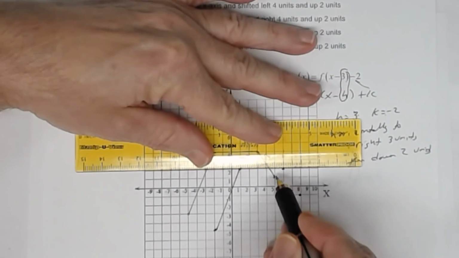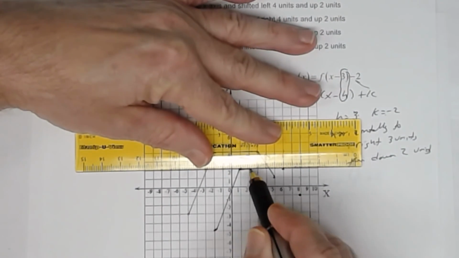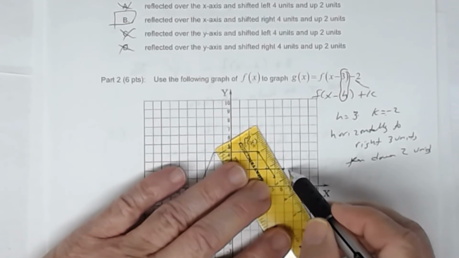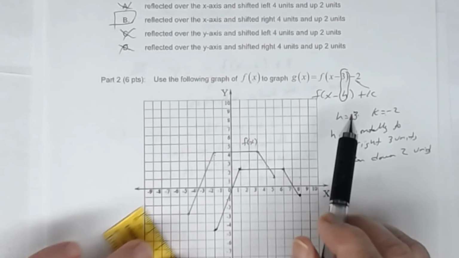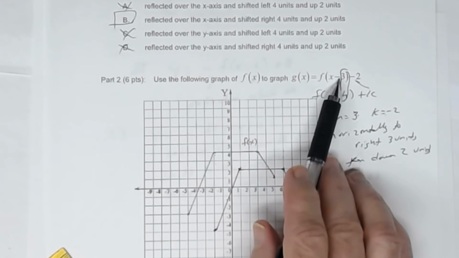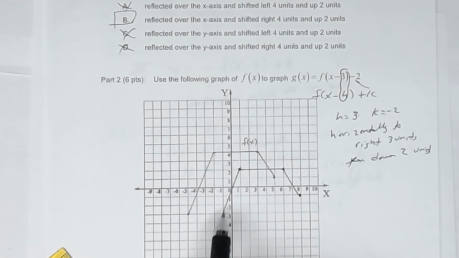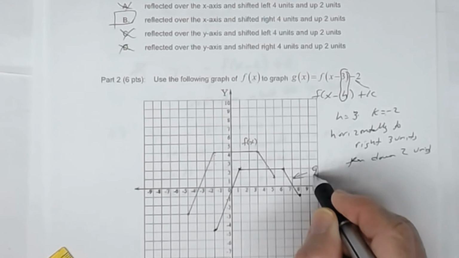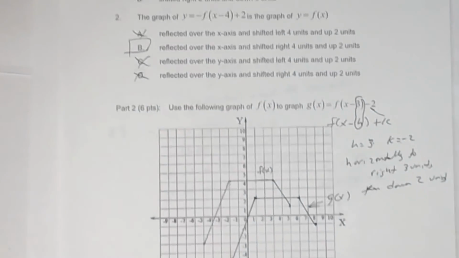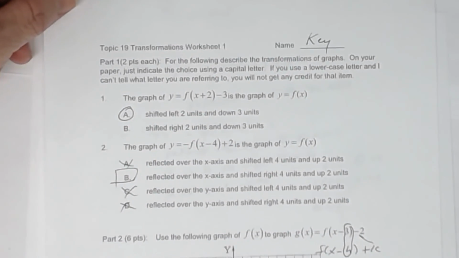And so what I'm drawing is going to be the function g of x. All right, so g of x says you're going to take f of x and you're going to shift it to the right 3 units and then down 2 units. So this right here is g of x. Okay, so that is the transformation worksheet number 1.